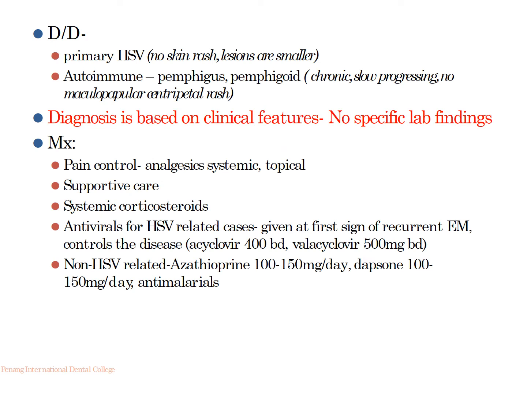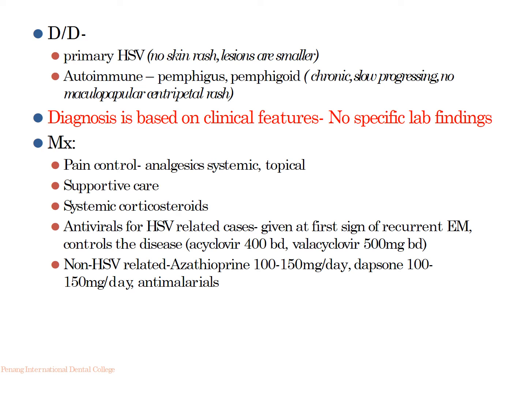As differential diagnosis, primary herpes simplex infection can be thought of when there is no skin rash and the lesions are smaller. Also, you could have autoimmune diseases which can appear very similar to erythema multiforme, like pemphigus and pemphigoid, which are chronic, slow progressing, and do not show a maculopapular centripetal rash. So it's important to understand that when you are looking at a patient clinically, history taking is important, and chronic lesions like pemphigus and pemphigoid need to be differentiated from more acute ones like erythema multiforme.